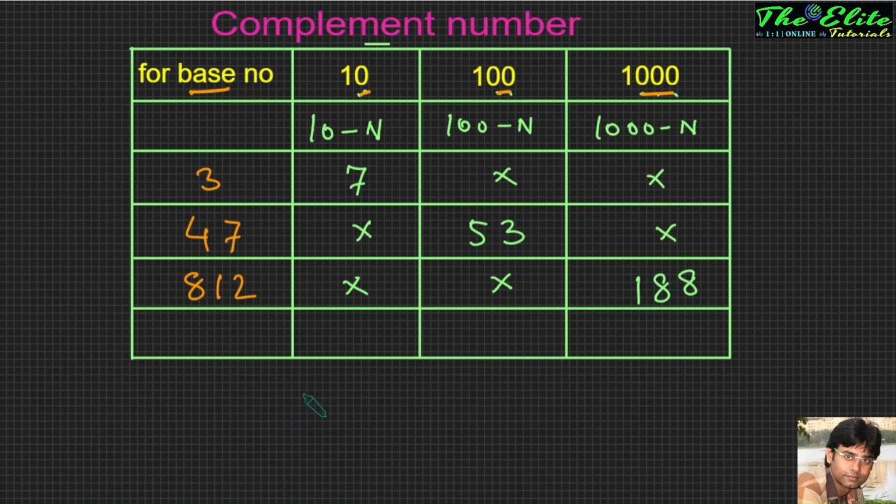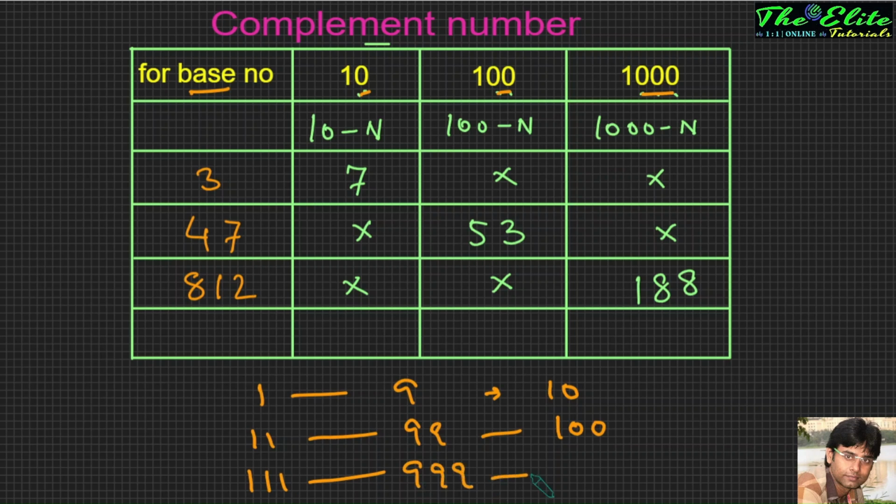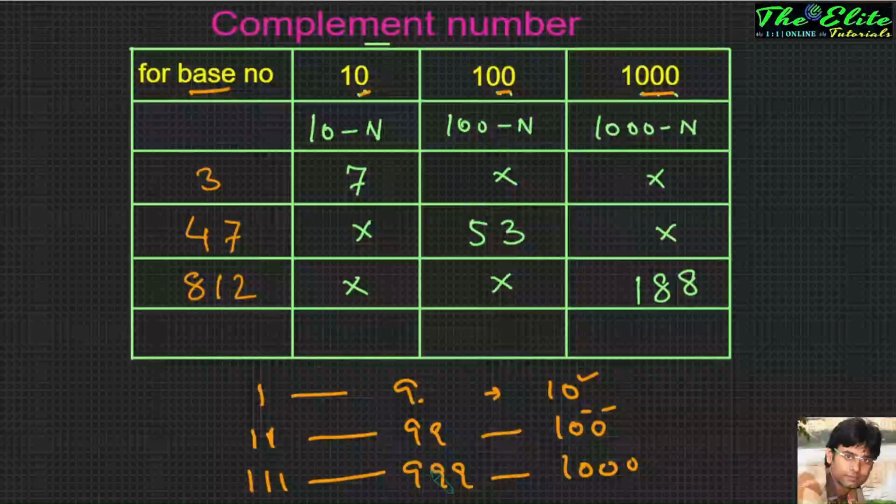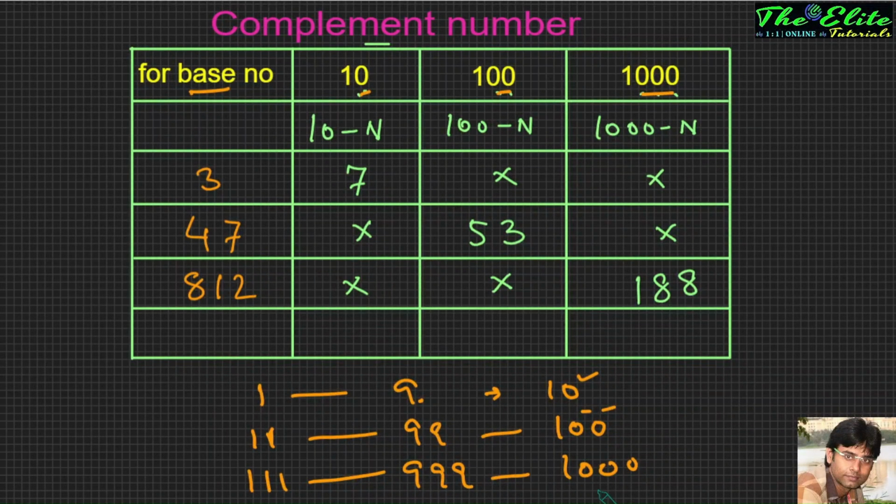When the number is a single digit from 1 to 9, the base will be considered as 10. These are on the base of 10. When the numbers are 2 digits from 11 to 99, the base will be considered as 100. And when the number is from 111 to 999, then the base will be considered as 1000. Why? Because a single digit number has base 10, a 2 digit number has base 100, and a triple digit number has base 1000.